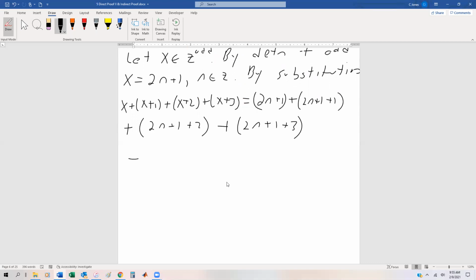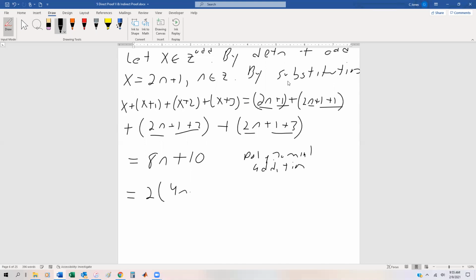Now we're just going to go ahead and do some polynomial addition. Again, we're going to get 8n, and then we're going to end up with 1, 3, 6, 10. So we just add the constants together. That's going to be 1 plus 2 plus 3 plus 4, which is 10. Okay, so that's by our polynomial addition. And then just like we did before, we can factor out the 2. Okay, so that's our factoring.